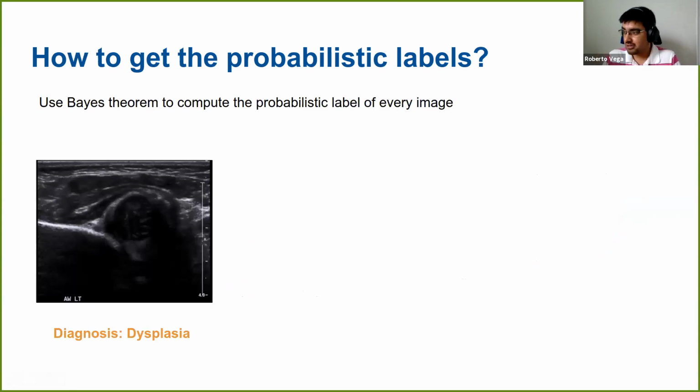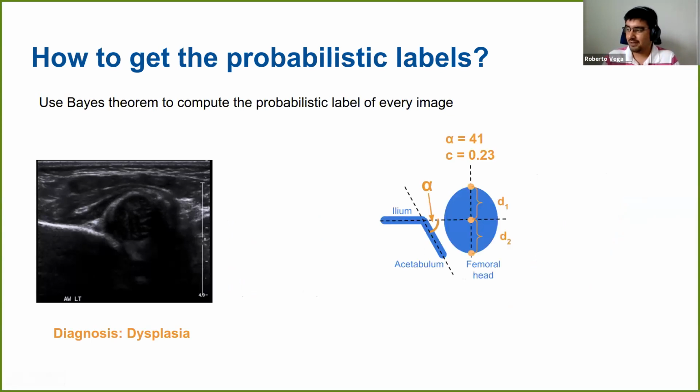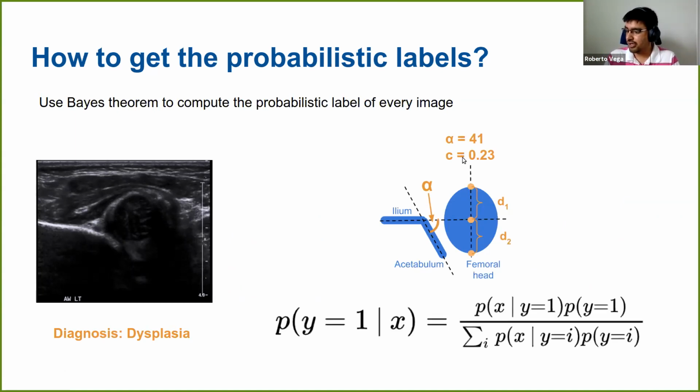Now, we can use the Bayes theorem to compute the probabilistic label. For example, if this image was diagnosed with dysplasia, and I measure that the angle and the coverage are 1 and 23, then I can estimate the probability of having dysplasia. And for this, I just use the Bayes theorem.